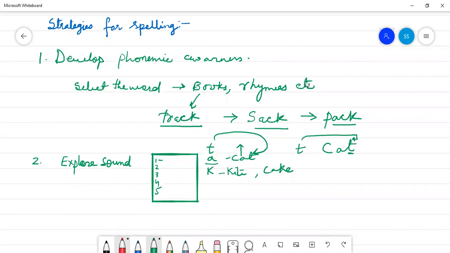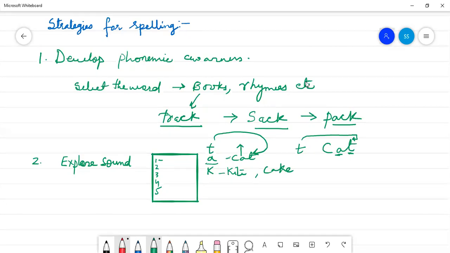Sometimes you would have seen that some children are not able to combine the two sounds, A and T. This is a good strategy where you select the particular letter which represents the sound. It might be T. So ask the child to underline T, then A, then A, T. This is how you make the child learn the spelling or explore the sound.